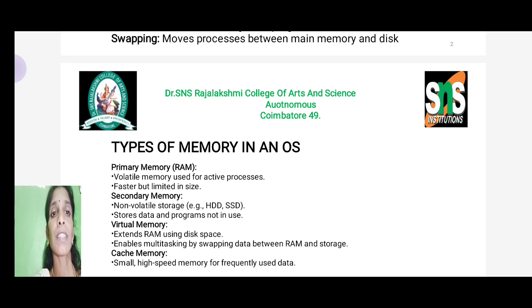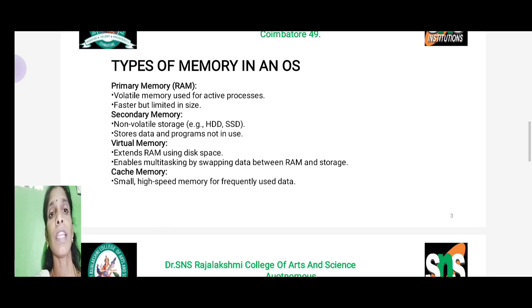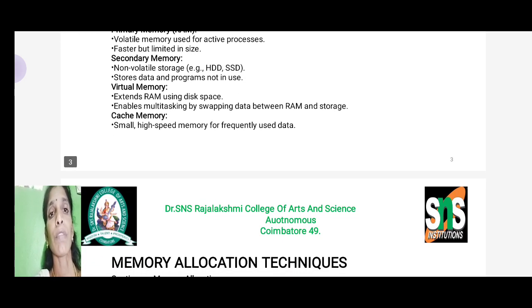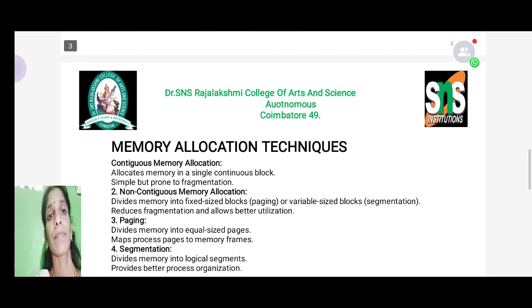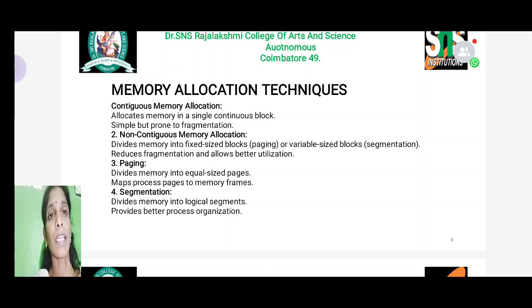Virtual memory, it extends RAM using disk space, enables multitasking by swapping data between RAM and storage. Cache memory, it is small high speed memory for frequently used data. Cache memory lies between a processor and the main memory, so it transfers the files between the processor and the main memory. It has only a limited size of memory space.